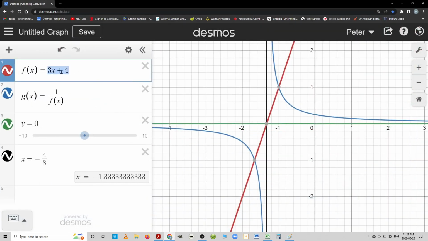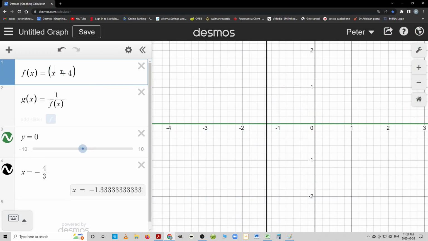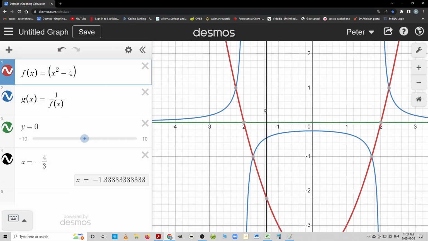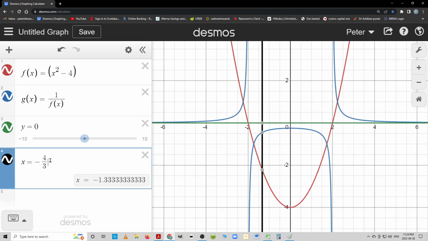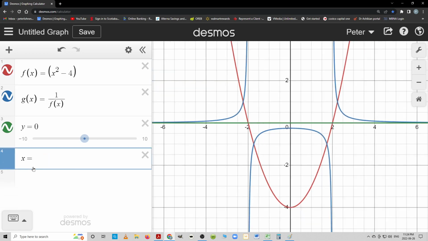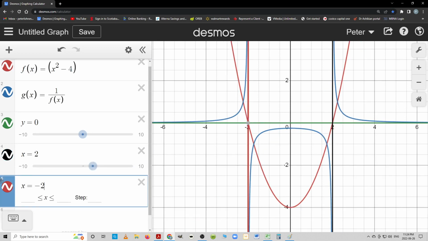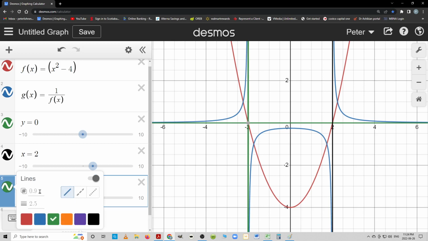So we're going to do x squared minus 4. There we go. And we're going to do x is equal to 2, x is equal to minus 2. And we'll make them both green. Yeah, green.